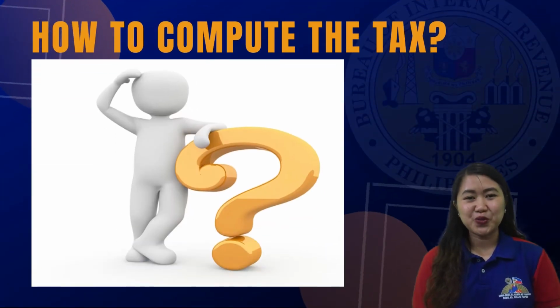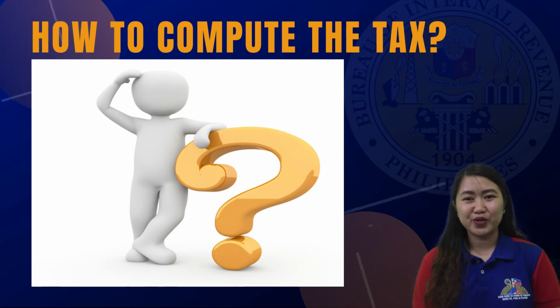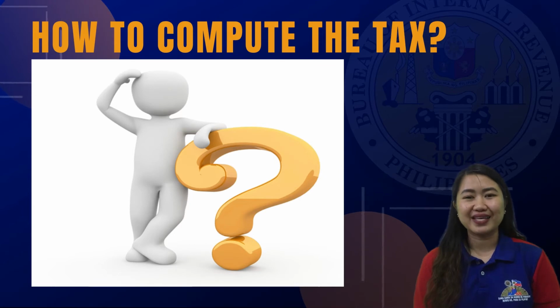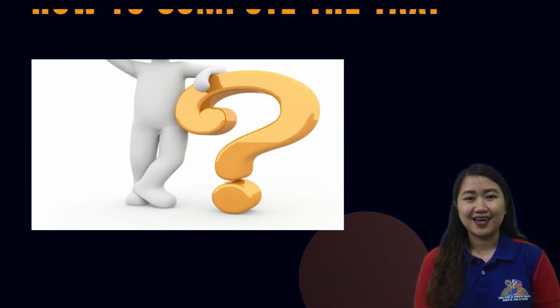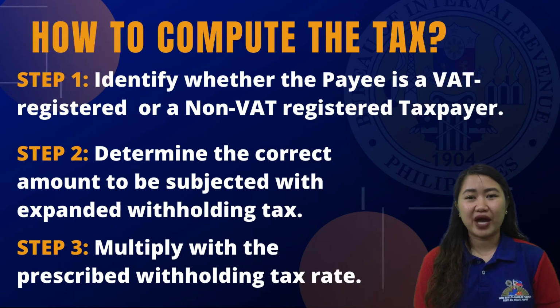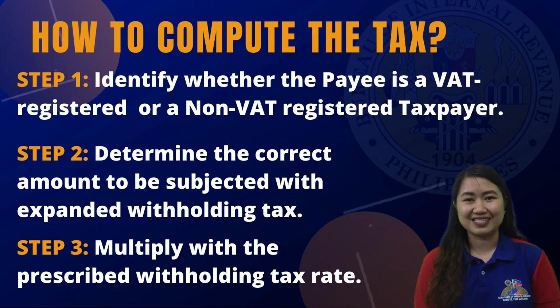Our next question will be, what amount should be remitted? This time, I will show you how to compute the correct tax due. There are 3 steps to remember in computing the correct expanded withholding tax. Step 1. Identify whether the payee is a VAT registered or a non-VAT registered taxpayer. Step 2. Determine the correct amount to be subjected to expanded withholding tax. Step 3. Multiply by the prescribed withholding tax rate.